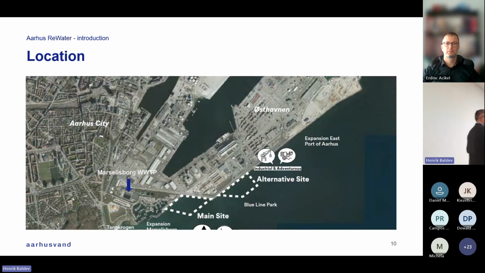The location is actually at this moment not finally decided. We have 2 possible locations, both at the end of the existing Marselisborg wastewater treatment plant, which is situated by the blue arrow. So we have what we call the main site, and we have another site, some kind of an appendix to the harbor. And it's up to the municipality and the politicians to decide which location is going to be the one.